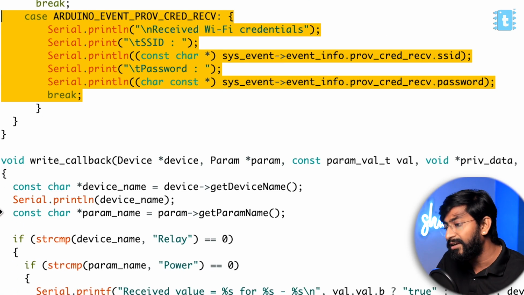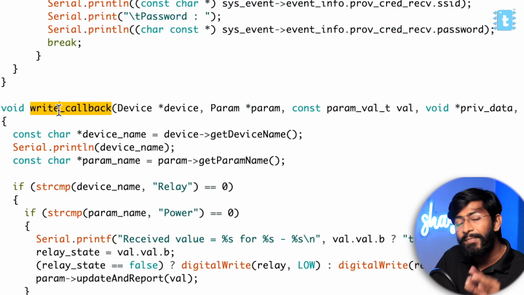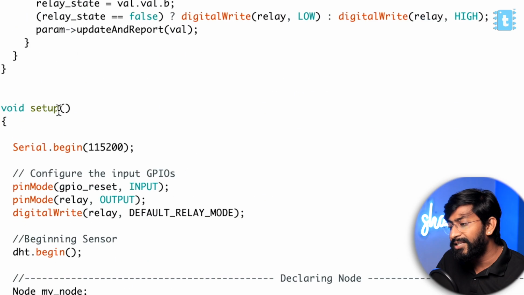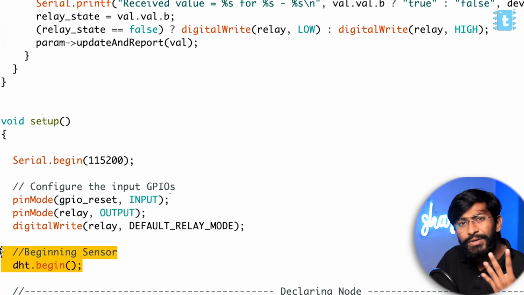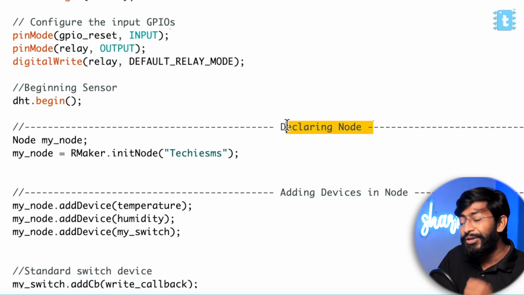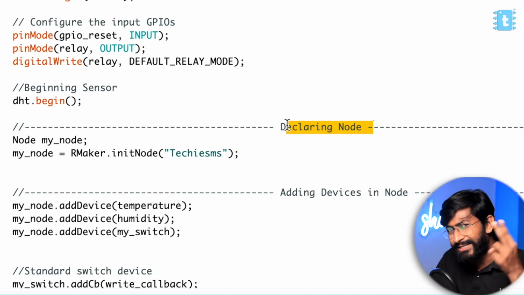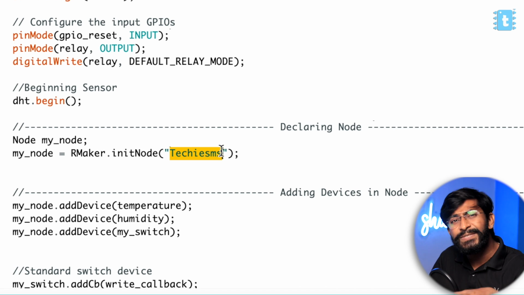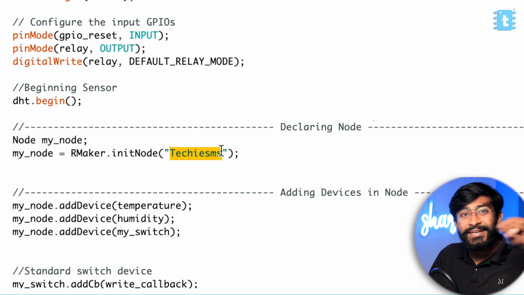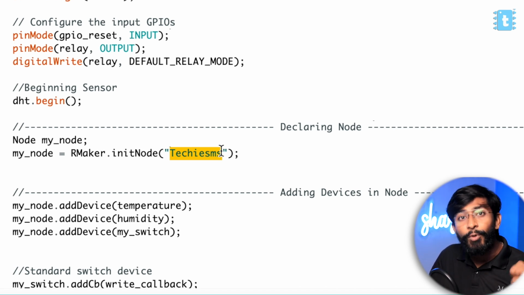We won't be changing anything here. There is one more function called write callback. We will be covering this just after we cover the loop part of the code. Okay, let's jump on to setup first of all. Inside setup, beginning serial monitor, input output declaration, pretty common. Beginning the DHT sensor, pretty common. And now it's time to declare the node. As I said earlier, node, devices and parameters. So here we are declaring the node with the name techiesms. So our ESP32 device will be reflected as techiesms inside the mobile application.